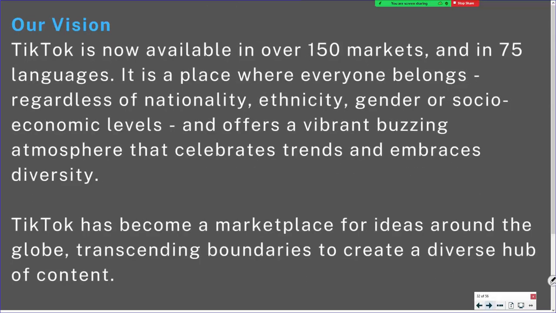TikTok, according to their website, has a vision. It's now available in 150 markets and 75 languages: a place where everybody belongs, regardless of nationality, ethnicity, gender, or socioeconomic levels, and offers a vibrant, buzzing atmosphere that celebrates trends and embraces diversity. TikTok has become a marketplace for ideas around the globe, transcending boundaries to create a diverse hub of content. That's their statement to the world.